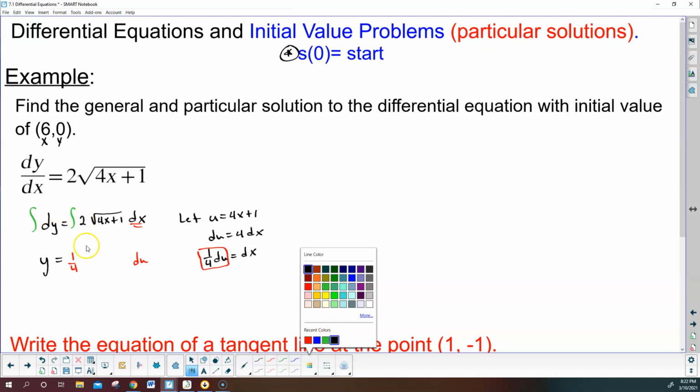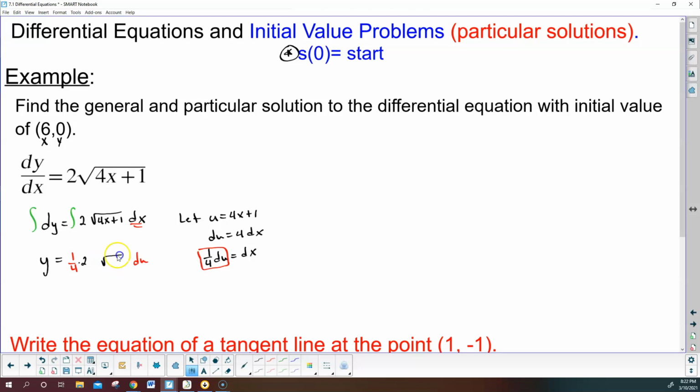Now we also have an extra 2 here. That 2 is also a multiplier. So I'll push that out front. The only thing that's left over is the square root of u. And then we're going to take the integral of that side. So I took the integral already on this side. Remember, that's just y. So now we're going to go ahead and multiply this out front. Well, that's 2/4, or 1/2.